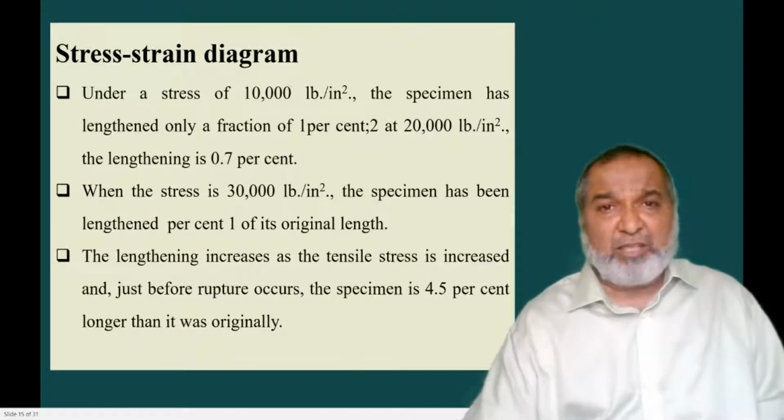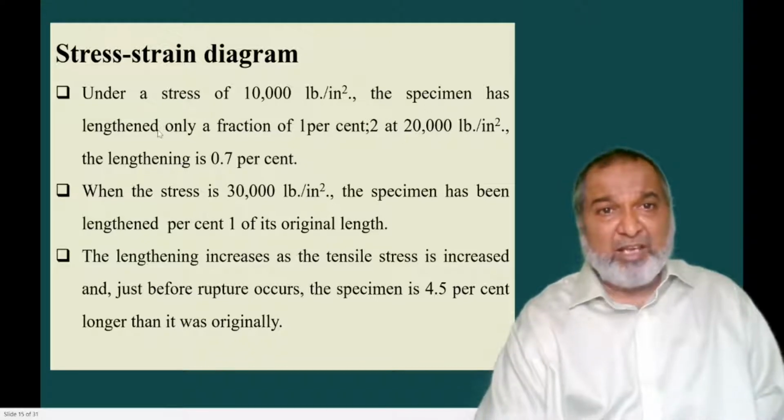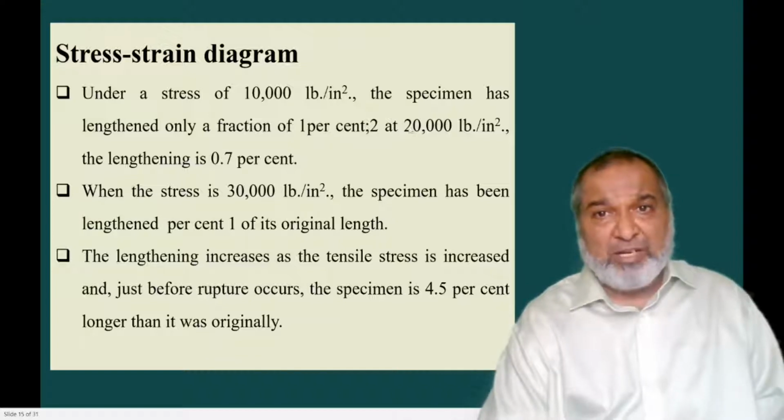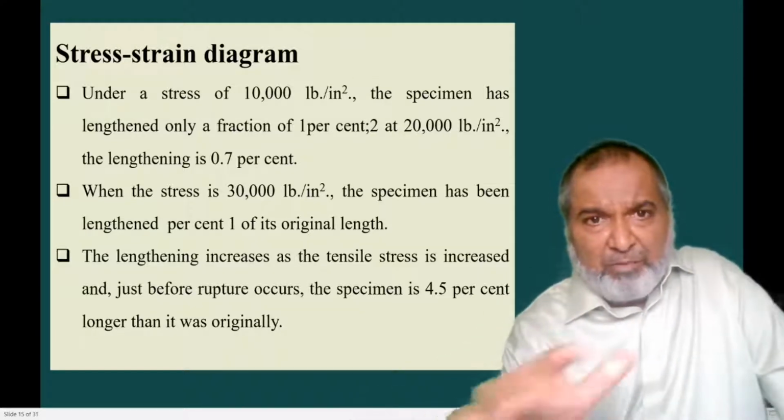At a stress of 10,000 pounds per square inch, the specimen has lengthened only a fraction of 1%. At 20,000, the lengthening will be 0.07%.